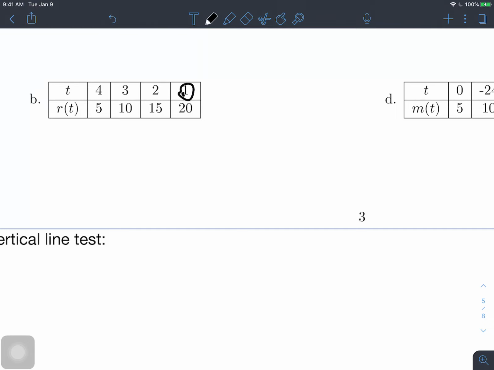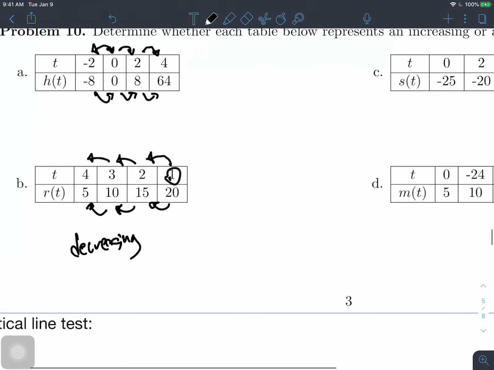Okay, if we start at 1 and we go to 2, we increased in t, but our r value decreased. We go from 2 to 3, t increased, our r decreased. 3 to 4, t increased, but r decreased. So decreasing function. This one was increasing.